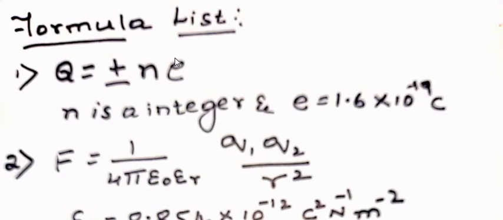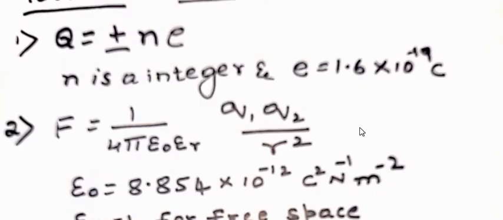Then second one, F is equal to 1 by 4 pi epsilon naught epsilon r into Q1 Q2 by r square. If you remember, this is Coulomb's inverse square law. F is the force acting between two charges. Epsilon naught is the absolute permittivity of free space, whose value is 8.854 into 10 raised to minus 12 coulomb square per newton per meter square.